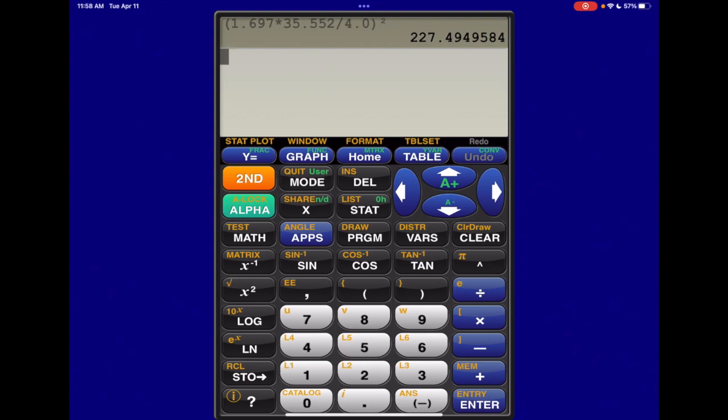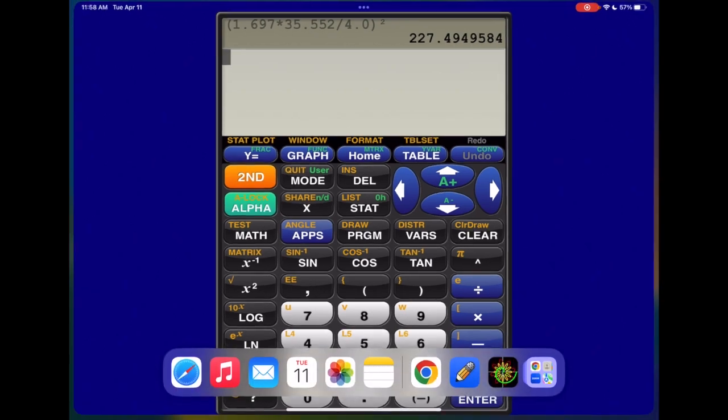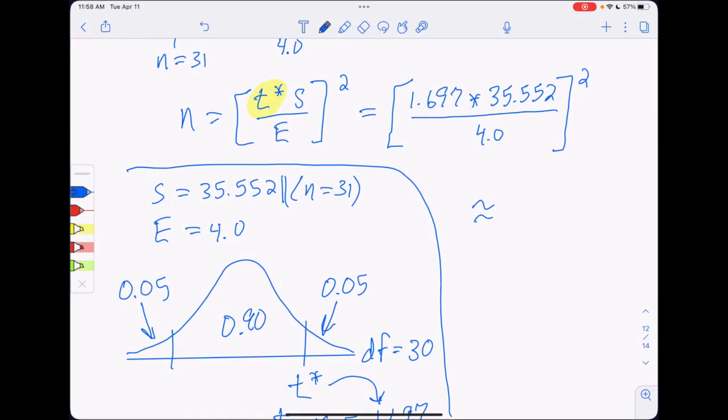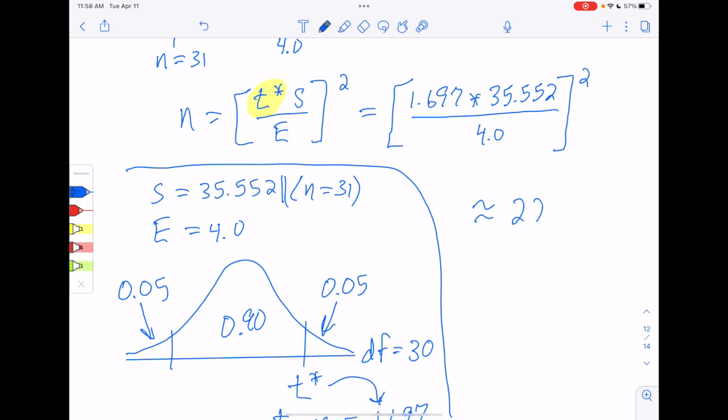227.4949. And we need to round that to a whole number. But let's go ahead and write it down in decimal form first. So we'll do 227.49. And then what is that closer to, 227 or 228? Well, it's actually closer to 227 because the digit after the 7 is a 4.